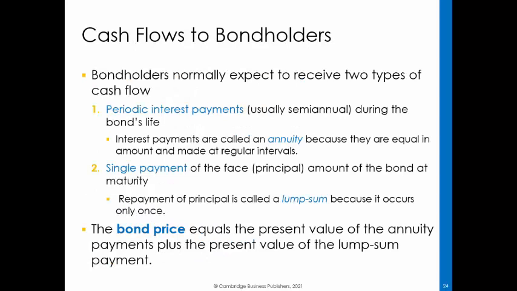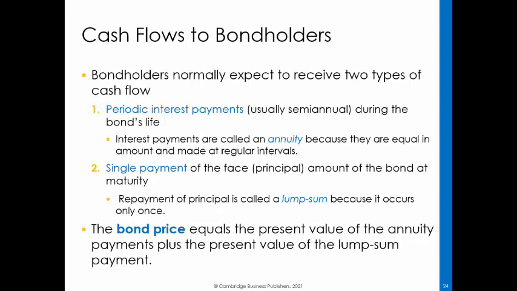The bond price, both its initial sales price and the price it trades at in the secondary market subsequent to issuance, equals the present value of the expected future cash flows to the bondholders. Specifically, bondholders expect to receive two different types of cash flows.